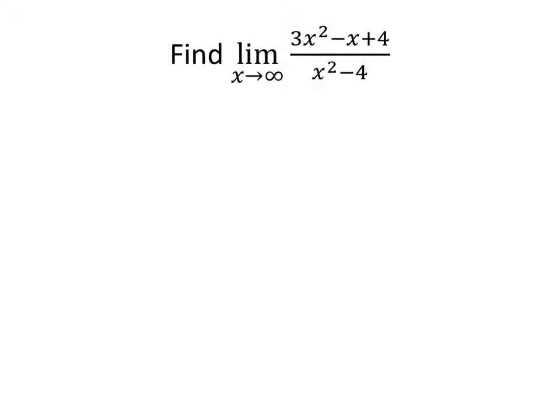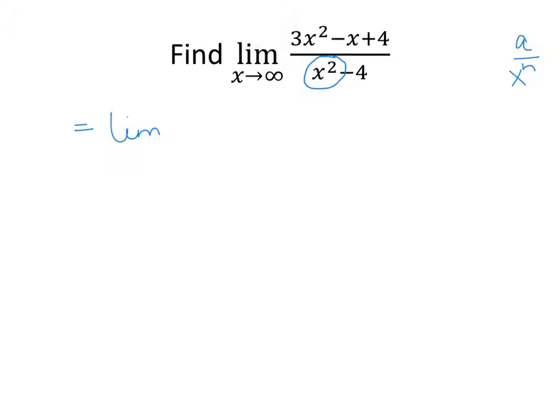All right, so now we want to find the limit as x approaches infinity of 3x squared minus x plus 4 over x squared minus 4. So we're going to do that same trick. We want to get everything in terms of some number over x to a power. So I'm going to look at my exponents in the denominator. X squared is my highest, so I'm going to divide every term by x squared.